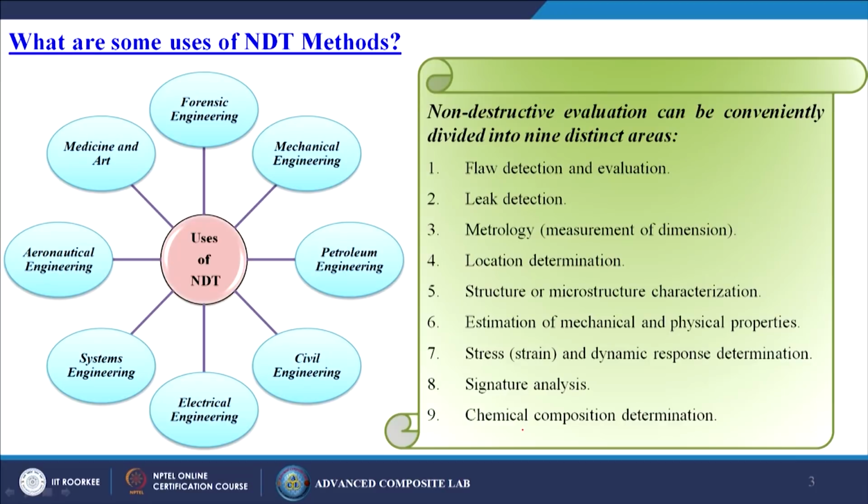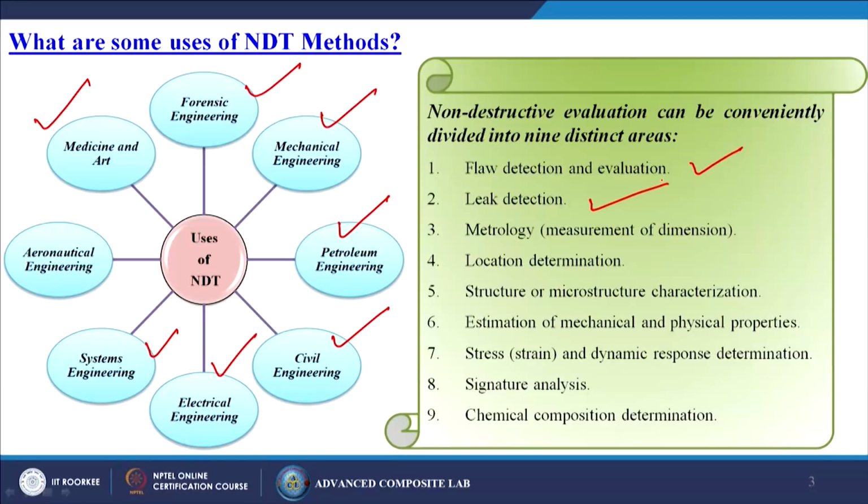Now, what are the uses of these NDT methods? Generally we use NDT for medicine and art, forensic engineering, mechanical engineering, petroleum engineering, civil engineering, electrical engineering, systems engineering and of course aeronautical engineering. These evaluations can be conveniently divided into 9 distinct areas. First is flaw detection and evaluation.